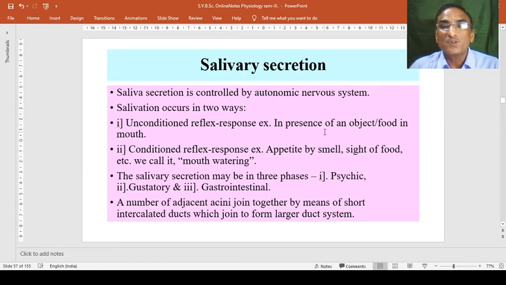Example, in the presence of an object or food. We can say the object is generally food, but even if you keep just an object, salivation occurs there, and therefore the word object is used. Actually, we take the food in the mouth. Second, conditional reflex response. In this response, there is no food in the mouth, there is no touch, there is no stimulus, but the brain is stimulated, appetite by smell, sight of food, etc. We call it mouth watering.